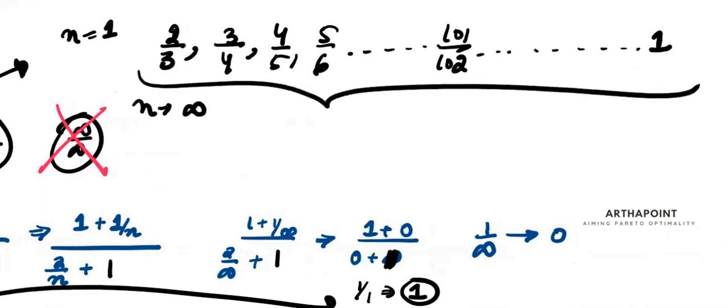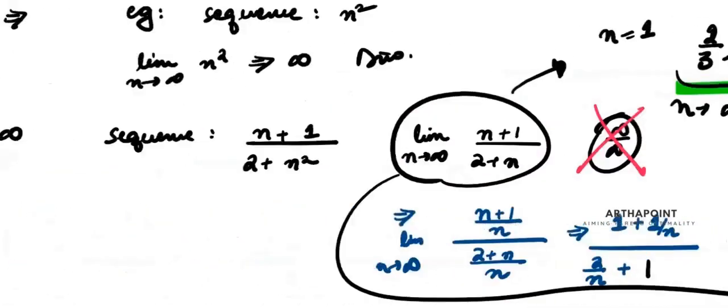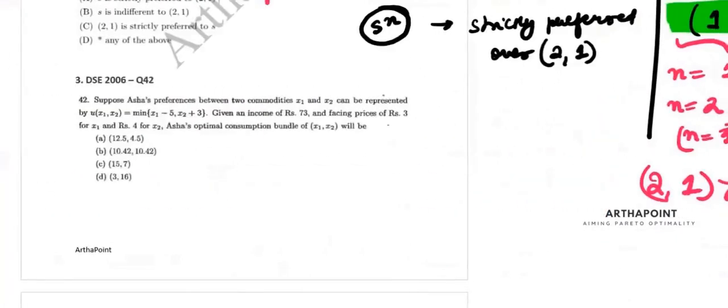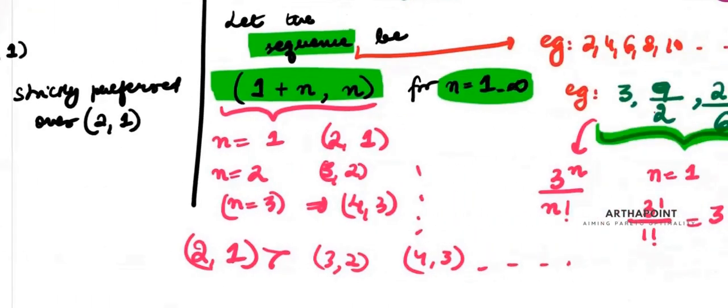This is what we are saying. Even when n goes very, very large, the entire sequence will converge towards 1. This is the concept. This is the convergent sequence. So now, coming back to the question that is given to us. This is a convergent sequence. It converges to S. Now if you use the sequence (1 plus n, n), this is not a convergent sequence.